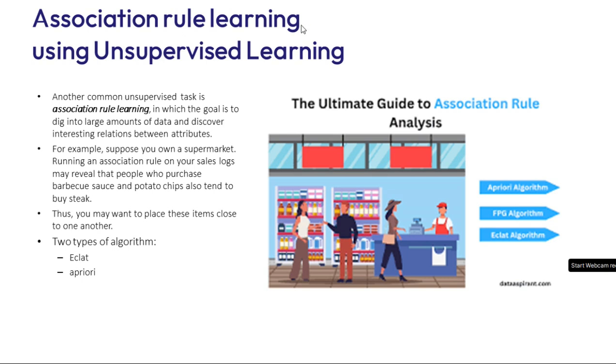And there's one more under unsupervised learning, another very popularly used learning method called association rule learning. In association rule learning, it's easy to understand through a supermarket analysis. You can use association rule analysis for supermarket analysis. Suppose you see the sales logs, and looking at the sales of the supermarket, you can understand that people who are purchasing sauce are also purchasing chips, potato chips.